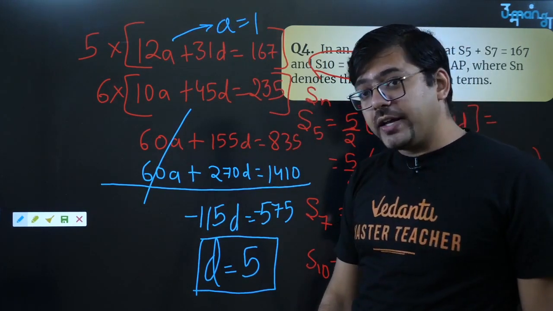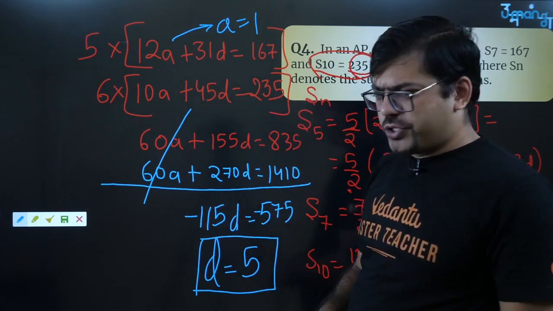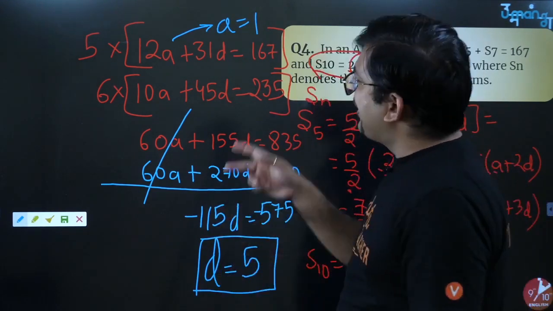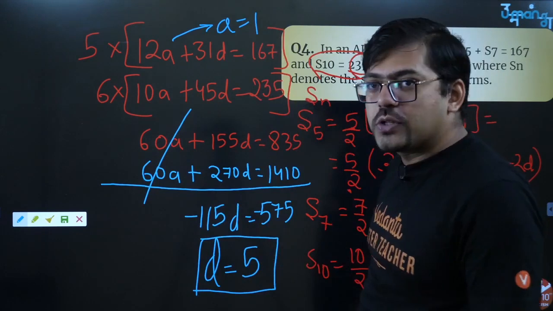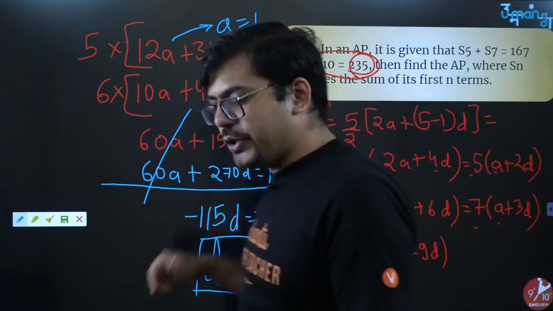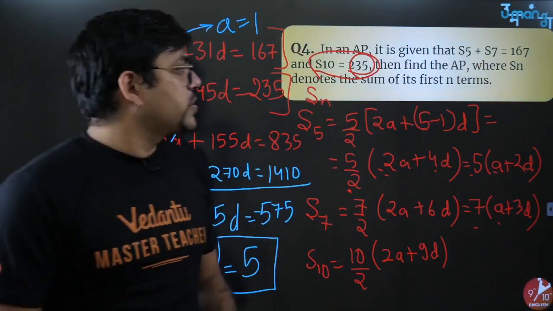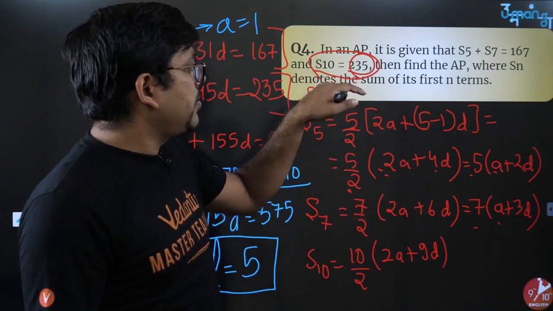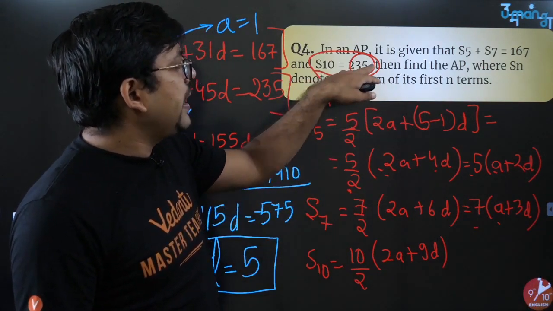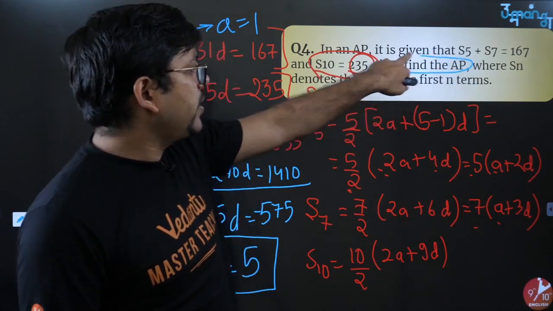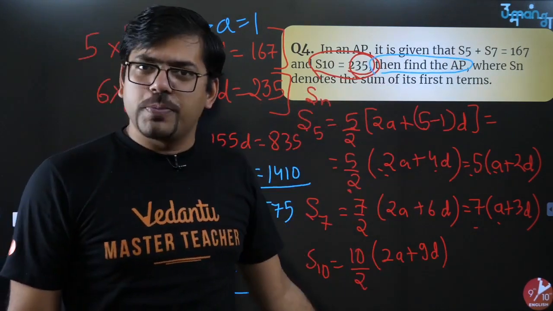So what we got finally? See, this is a bit lengthy question, but it's not tough. So from here you got a equals to 1 and d equals to 5. Now, can you find what the question is asking? Question is asking, where Sn denotes the sum of its first n terms, it is given, then find the AP. You have to find the AP. Can you find the AP now? Yeah man, it's super easy now.